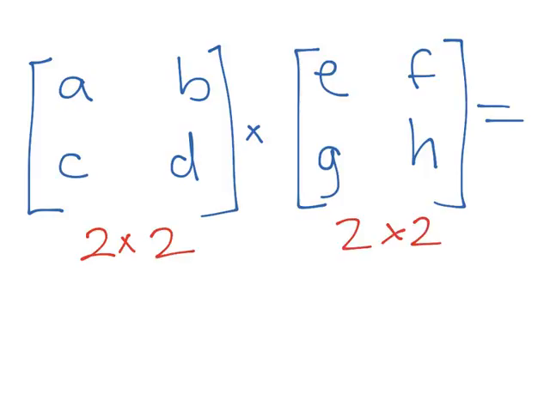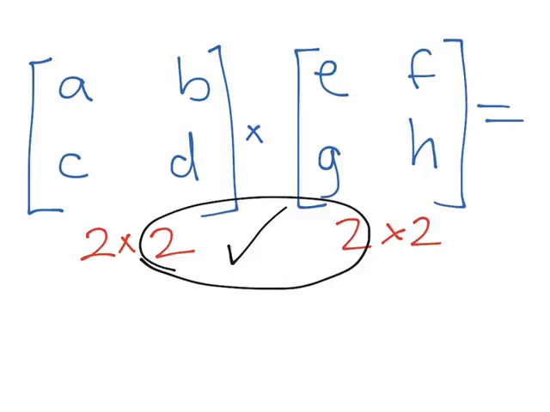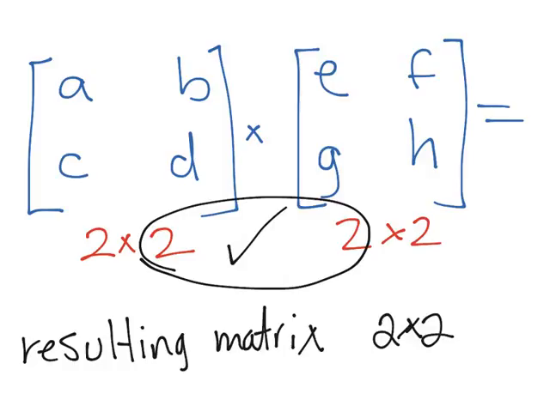Let's make sure that we can multiply them. We see that these two adjacent numbers are equal, so we can multiply them, and we know that our resulting matrix will have dimensions of 2 by 2. This is basically a review of our last video. Now we will see how to multiply them. I'm going to erase this bottom part and continue.